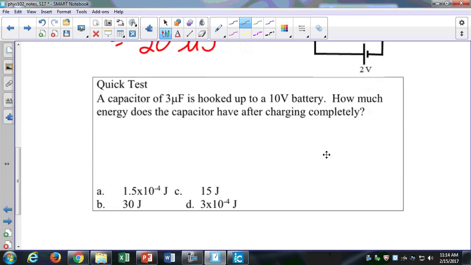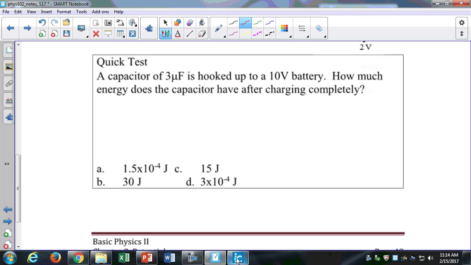So let's try this one. The way this might work on an exam is you just have a separate question like this. I ask you, what is the energy? Or I might give you a circuit that has a bunch of different capacitors, and I ask you the energy stored in one of the capacitors. And that becomes a more complicated problem because you have to figure out the voltage or the charge or whatever on that capacitor.